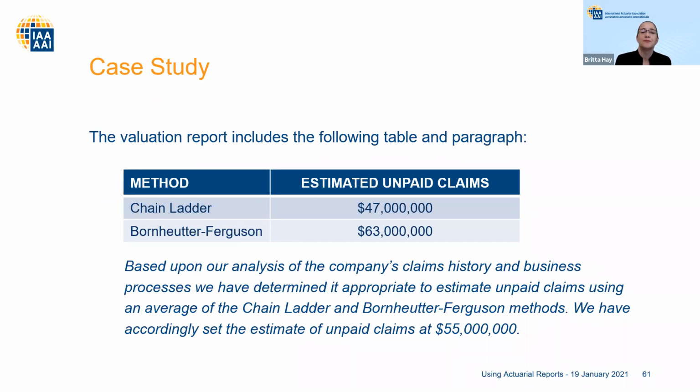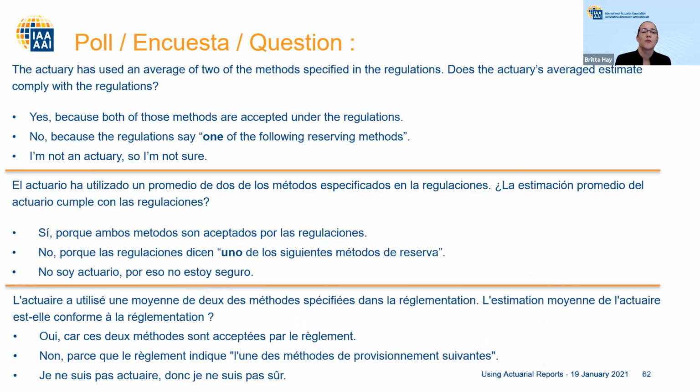Next slide. So based on those 2 liability estimates, the actuary has used the average. Does the actuary's average comply with the regulations? And the regulations say one of the following reserving methods. So A, yes, both methods are accepted, so it's okay to use an average. B, no, the regulations explicitly say one of the methods. Or C, I'm not an actuary, so I'm not sure what the right answer is.